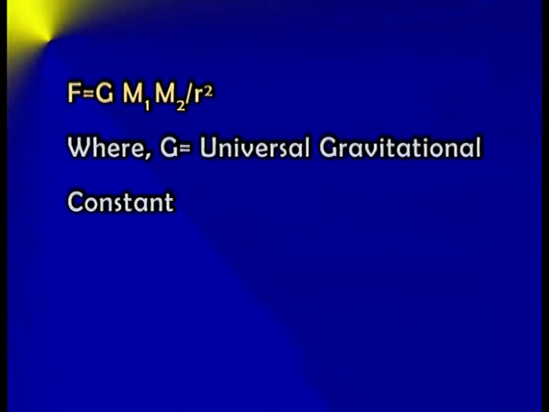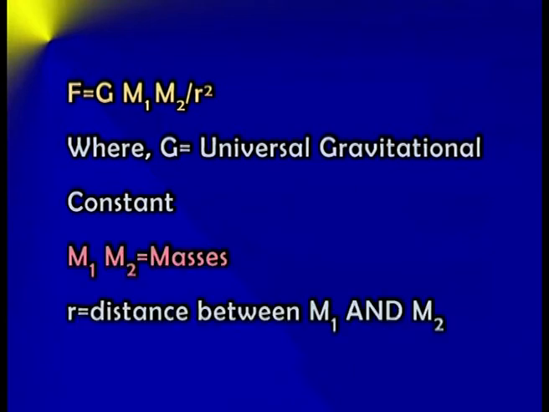Gravitational force is mathematically expressed as F = G m1 m2 / r², where G is the universal gravitational constant, m1 and m2 are the masses, and r is the distance between m1 and m2.